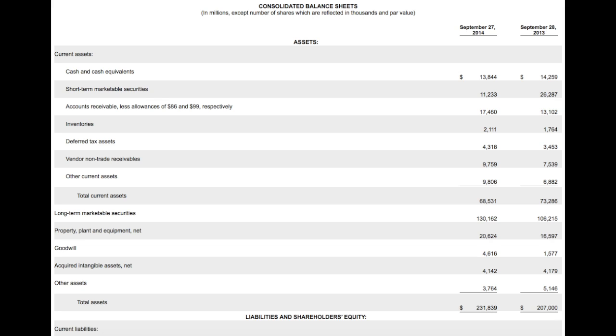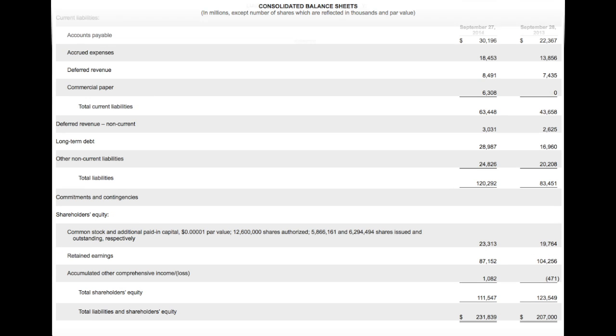and intangible assets. Goodwill is intangible, meaning that you can't really put an exact numerical amount on the value of it. It's simply the value of the company's brand name, patents, customer loyalty, and stuff like that. From assets, we move into liabilities.